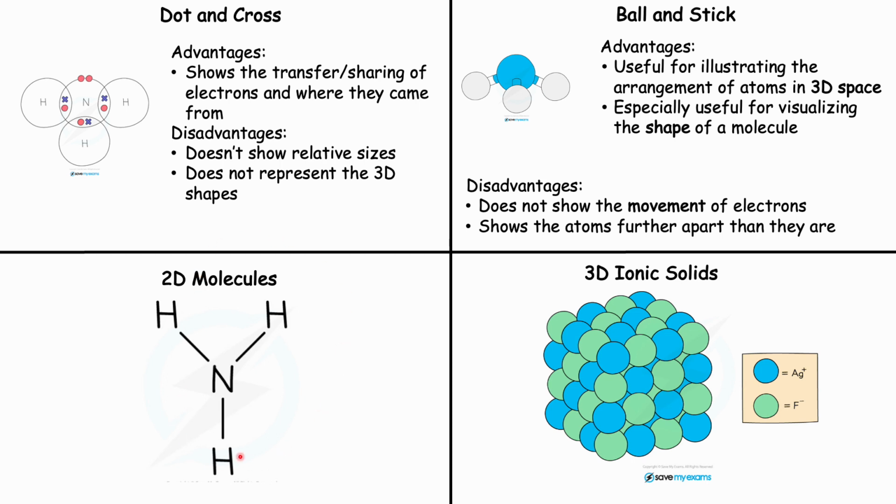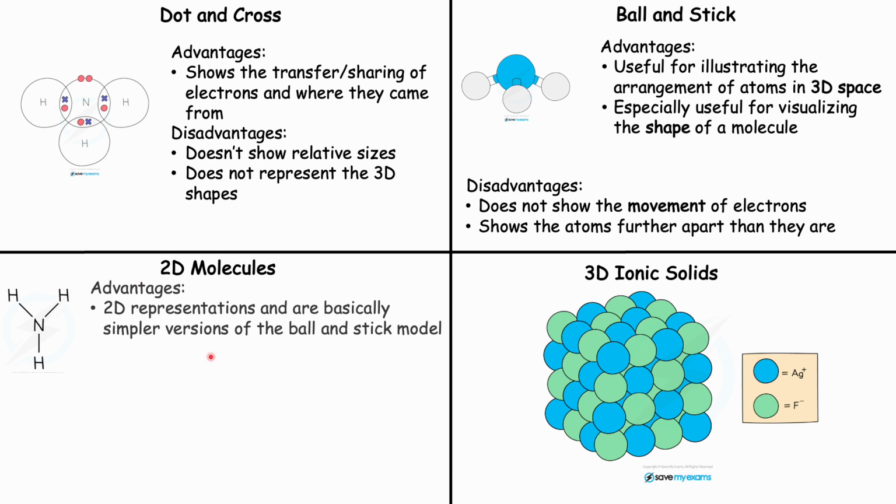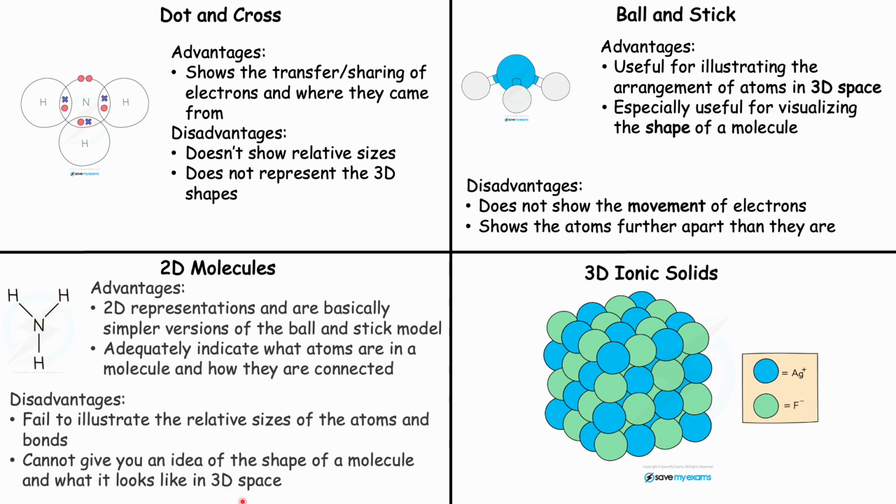If we look at our 2D stick diagram, it's a very simplified version of the ball and stick model, so it's really simple and easy to understand and represent covalent bonds. And they do tell you what type of atom, so I've got 1 nitrogen and 3 hydrogen, so it tells you the ratio of the atoms, what atoms are in the bond and how they're all connected. The problem is, it doesn't show anything about the size of the atoms, it doesn't show anything about the 3D representation in space. So it is a very limited and simple model.